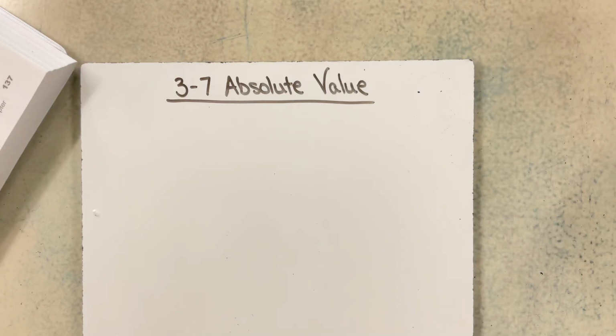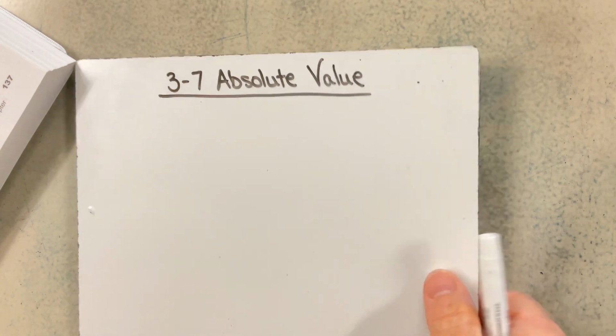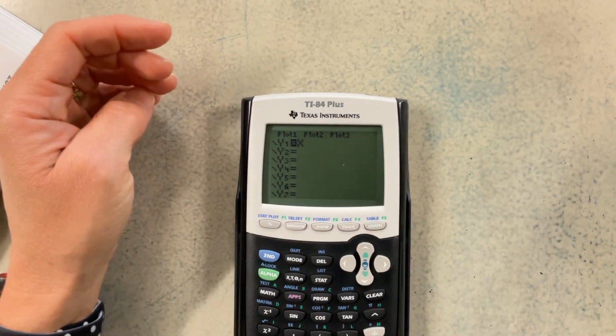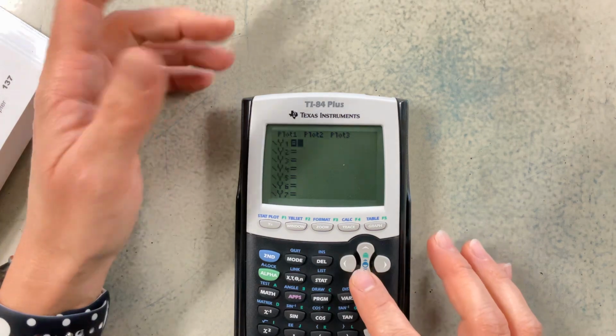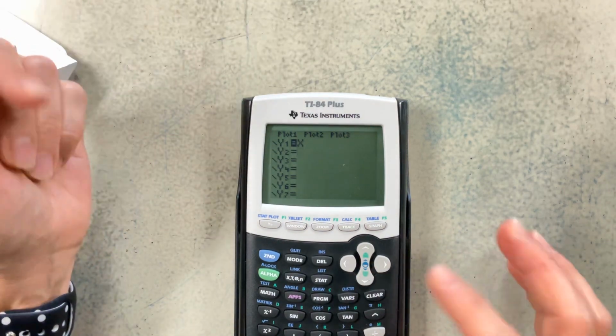All right, so now we are going to be graphing absolute value. Before we get into any changes that could happen, we're going to look at how to graph this. So there's just a plain old X.